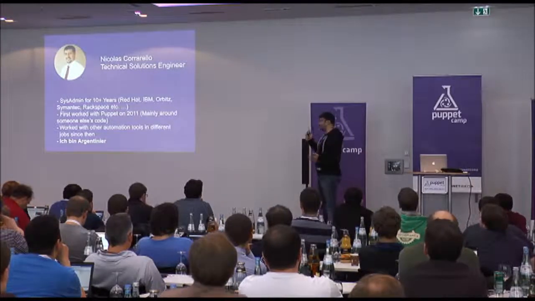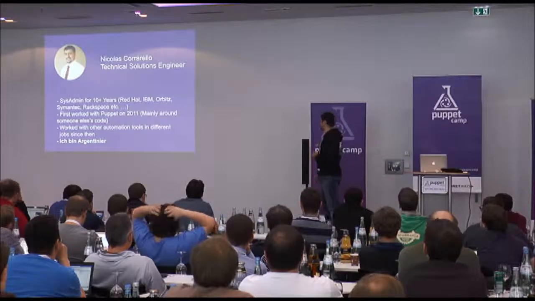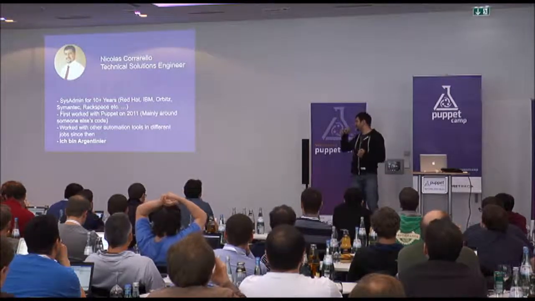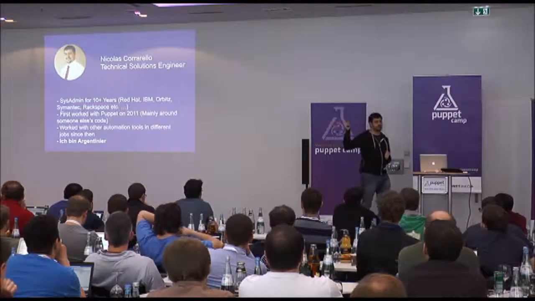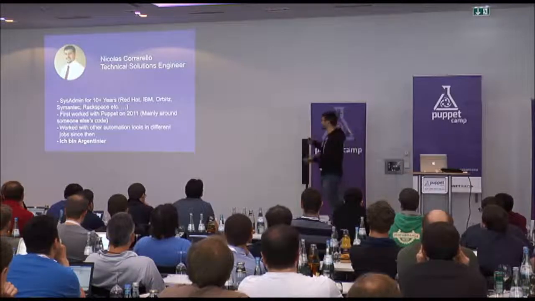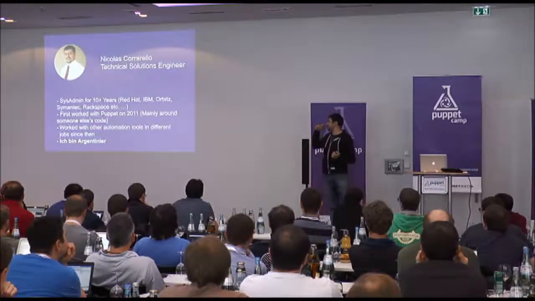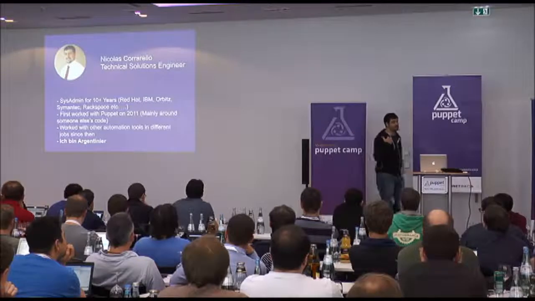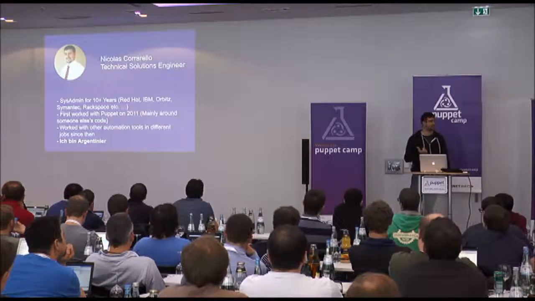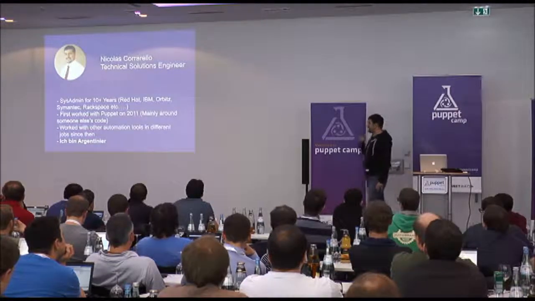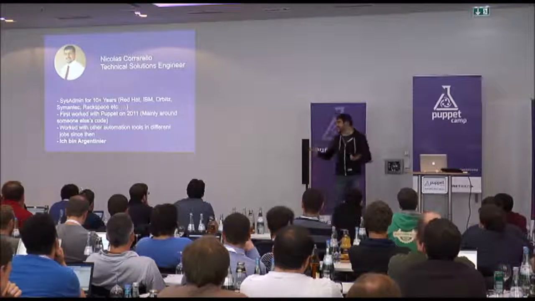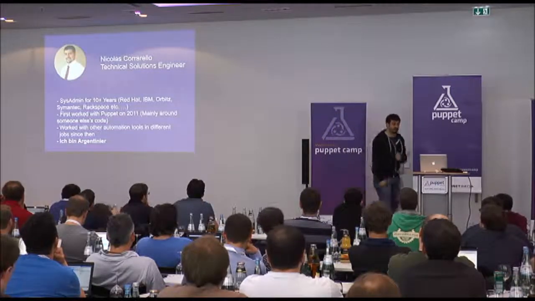I have been a sysadmin for over 10 years. I worked at Red Hat as support and as an instructor. I worked at IBM. Orbitz, I don't know if you heard of it. That's a company in the US that basically used to sell plane tickets, hotels, kind of like Expedia. Symantec, Rackspace. I started working with Puppet around 2011. I think it was 2.6. Nigel, correct me if I'm wrong, please. And it was mainly around fixing other people's code, and since then I work with some other automation tools.